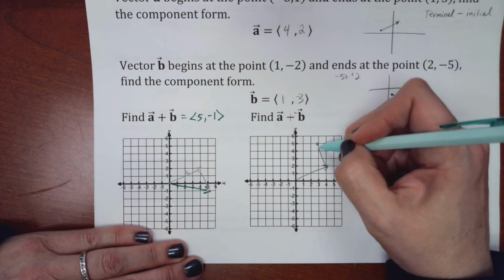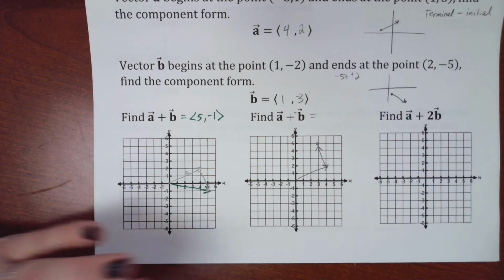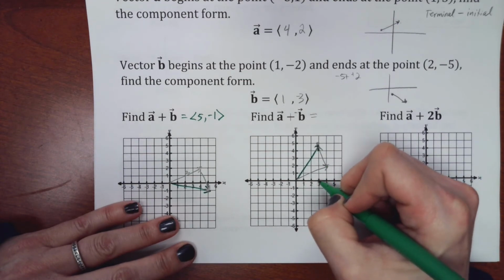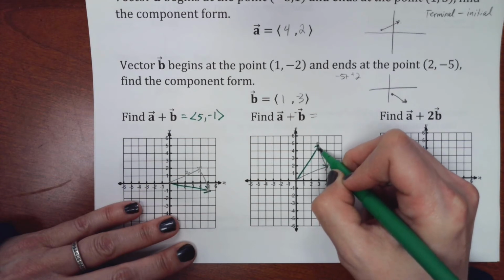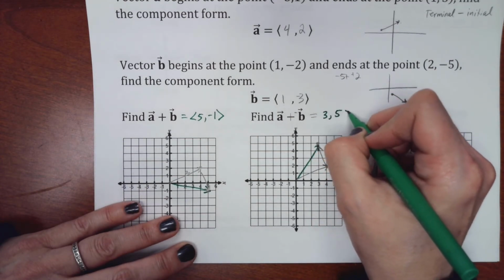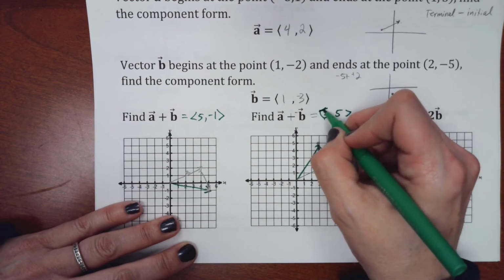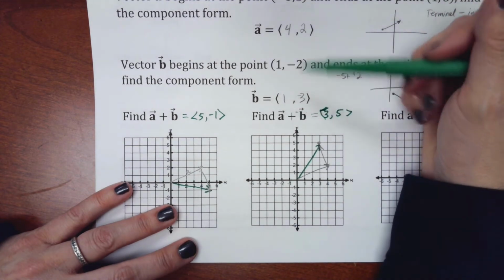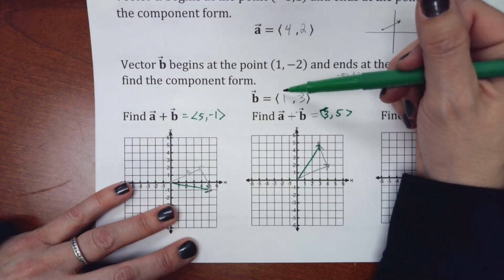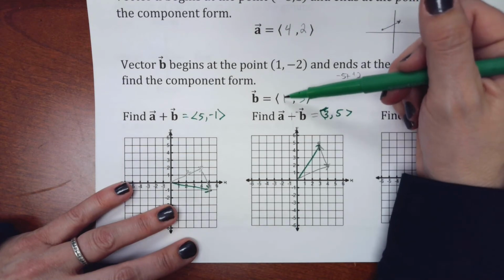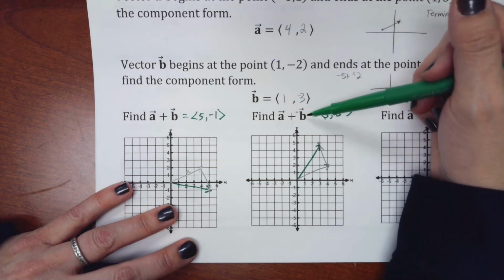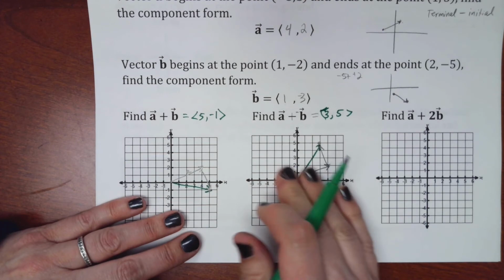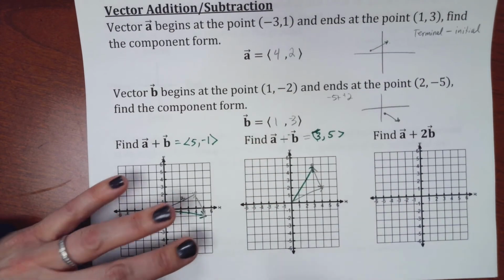All right, so the answer is the resultant. The resultant is to go from here to there. So that's 1, 2, 3. 1, 2, 3, 4, 5. All right, oops, that's ugly. So 3, 5. Well, look, A plus negative B. So 4 plus negative 1, or 4 minus 1, is 3. And A plus negative B, or A minus B, 2 minus negative 3 is 5. So again, we don't draw pictures, usually we use these pieces right here.